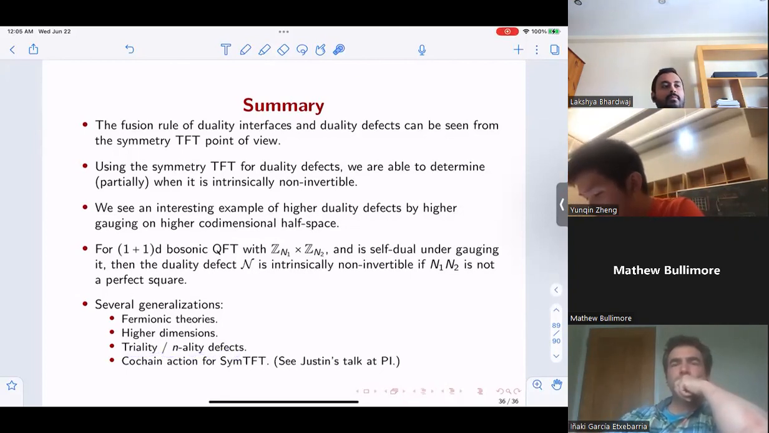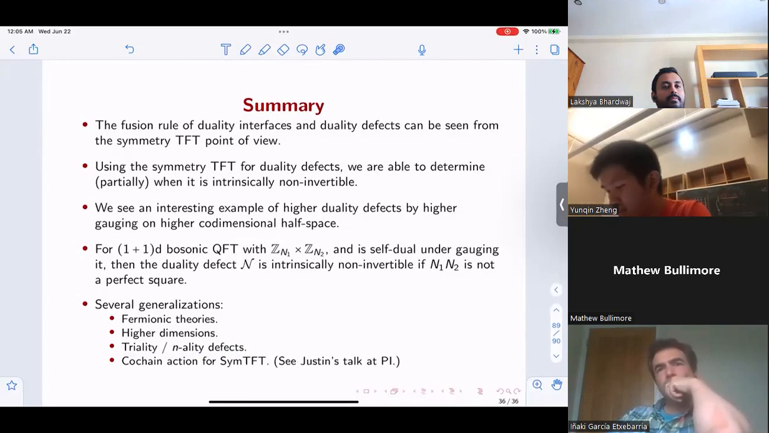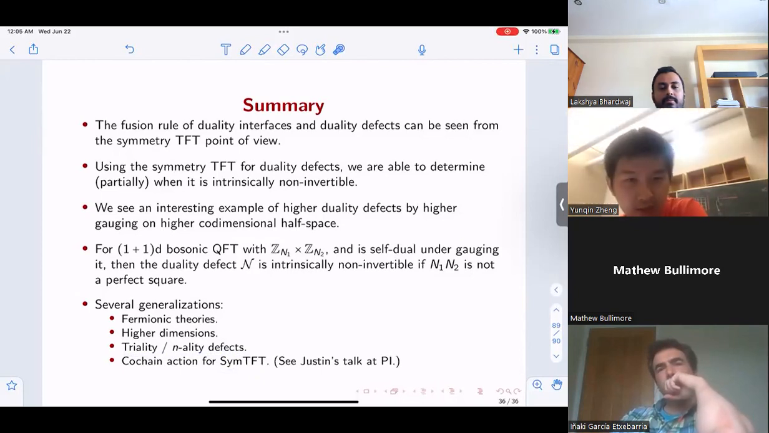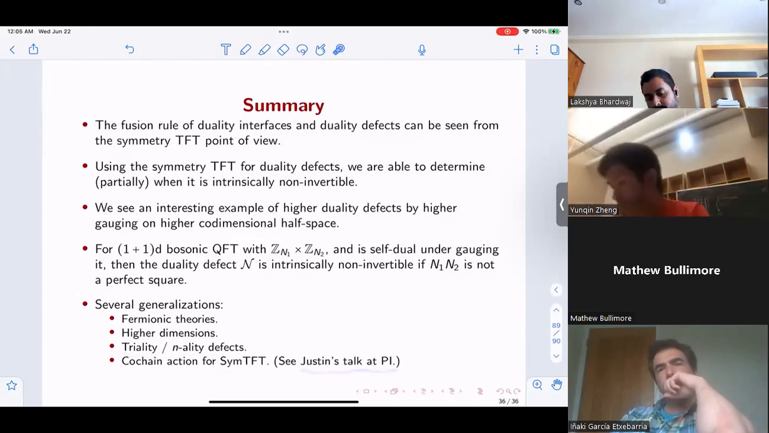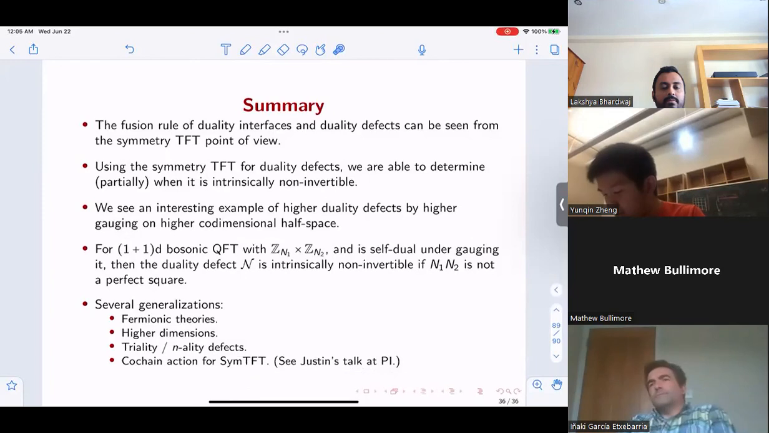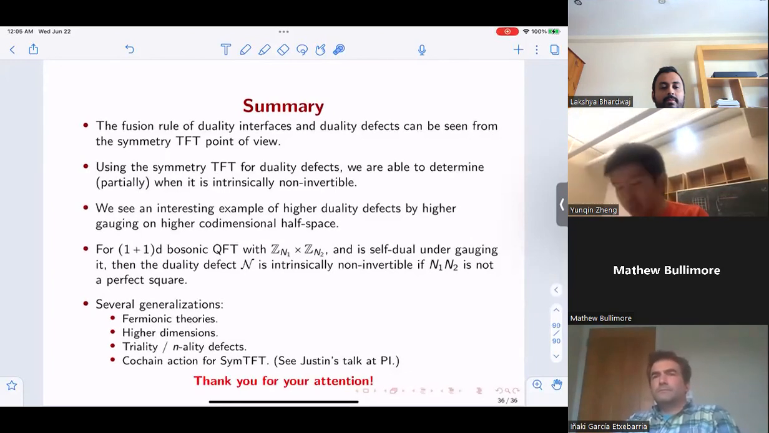And moreover, there's also a Lagrangian formulation for the symmetry defect by the twisted cochain or twisted cocycle, and Justin mentioned it briefly in his talk at the PI conference. So that's it. Thank you very much for your attention.